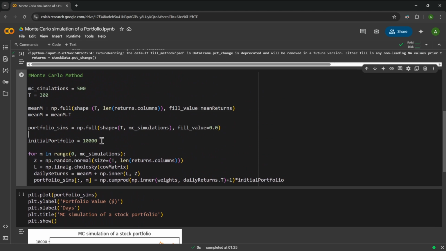Okay. So we are considering, let's say, a portfolio of 10,000 rupees. And what we're going to do is we are going to simulate it 500 times. So we use a basic for loop for this. And here I've introduced two special terms. So let me tell you about the significance of these terms. So first we have the Z term. And what we're trying to do is we are trying to get random numbers that follow a normal distribution according to this size.